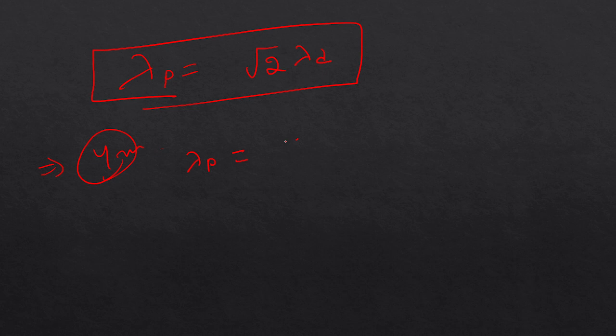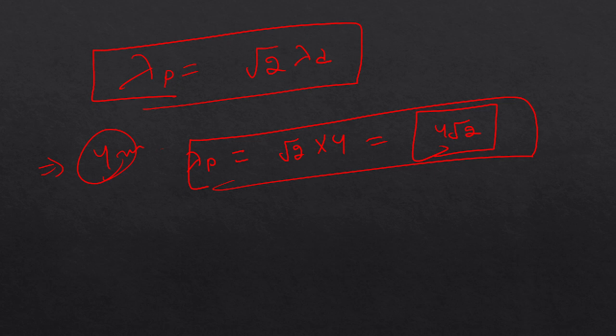This means that the wavelength of the proton will be greater than that of the deuteron. It doesn't mean that it is always greater. It's the condition when the kinetic energy of both the proton and deuteron is the same. Only in that condition will this relation apply.